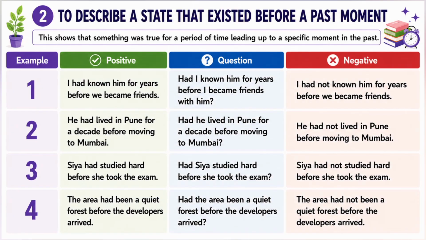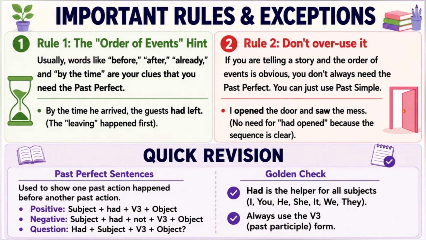Example 4. Positive. The area had been a quiet forest before the developers arrived. Question. Had the area been a quiet forest before the developers arrived? Negative. The area had not been a quiet forest before the developers arrived. Now let's learn some important rules and exceptions.